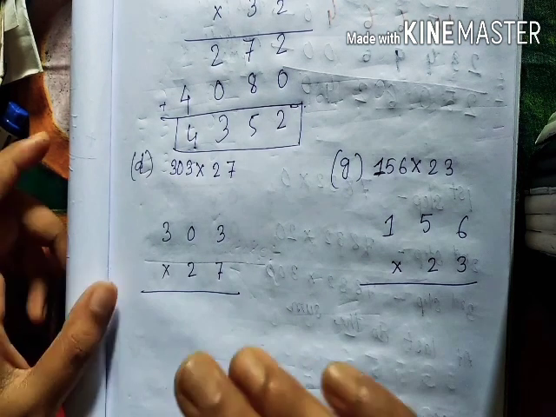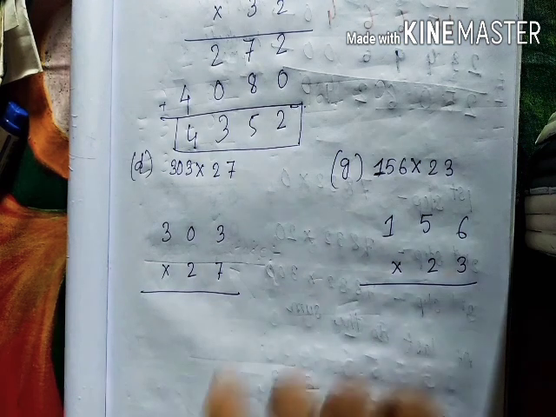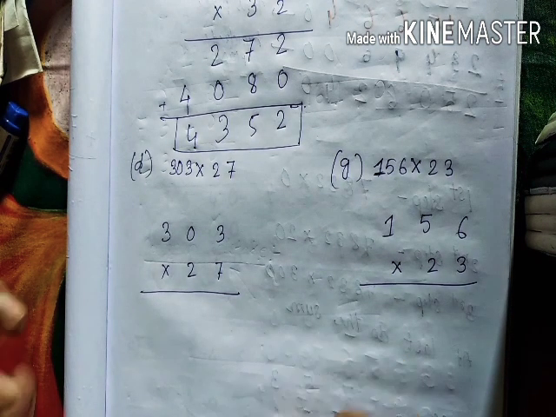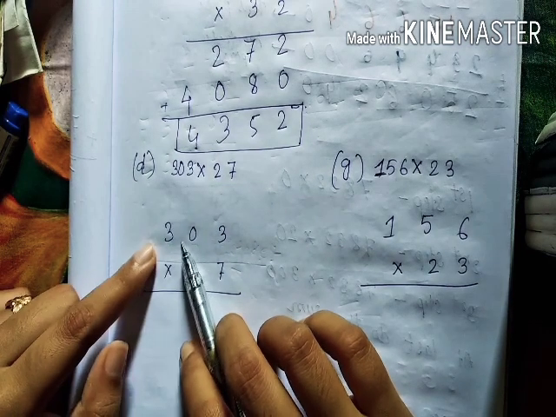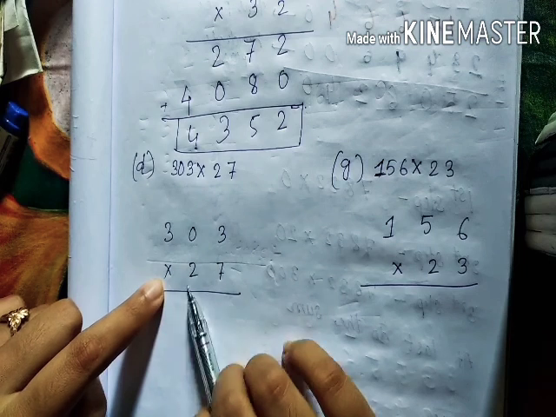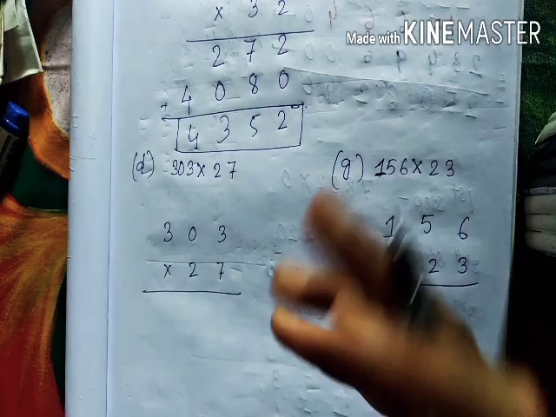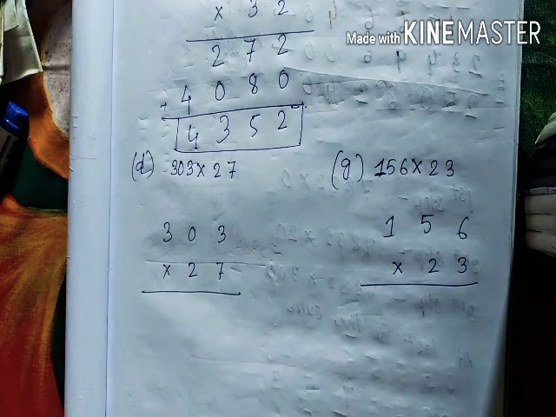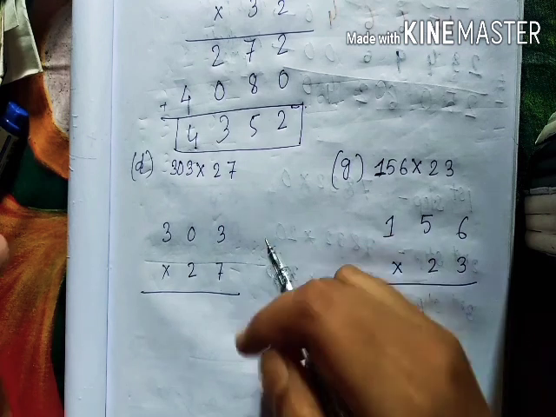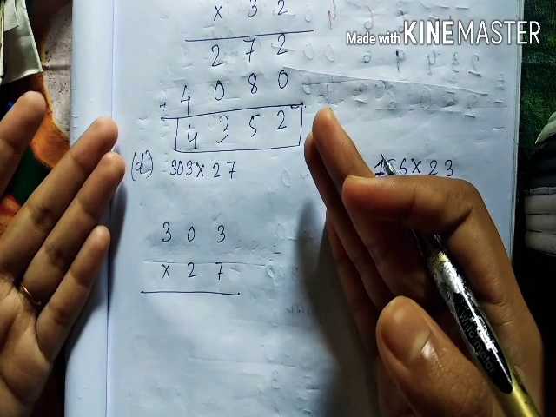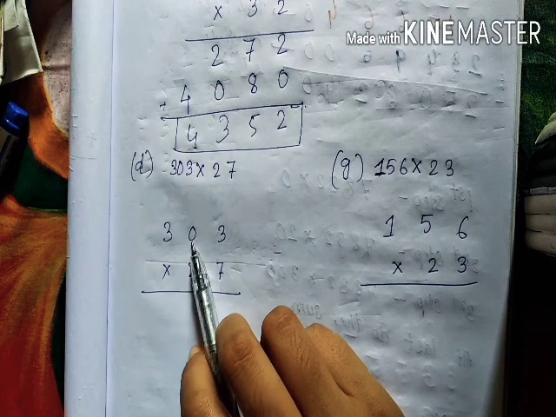So now it was about when 0 is there in ones place. Now what about if 0 is there in tens place? Okay, that means the number which, suppose you can see here, D number 303 into 27. Here in this number the tens place is 0. Then what do we have to do? Again it is similar, because anything we multiply with 0 will give 0 only, right students? So I'll show you here. Here the 0 is in tens place.